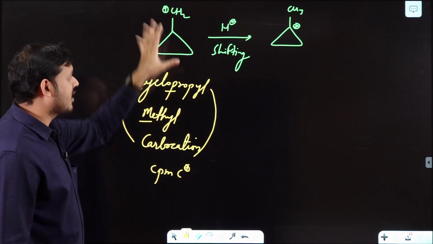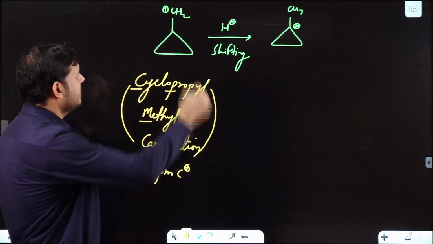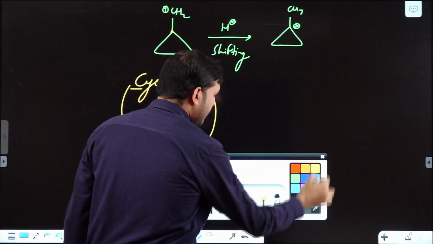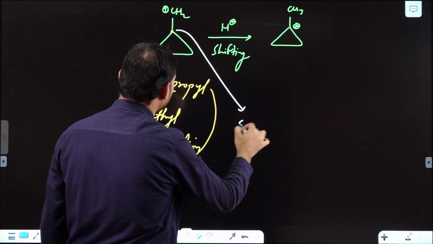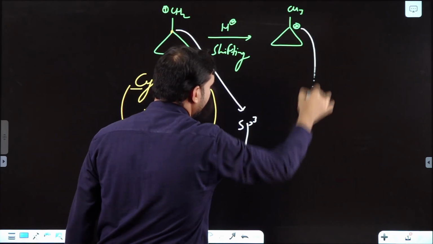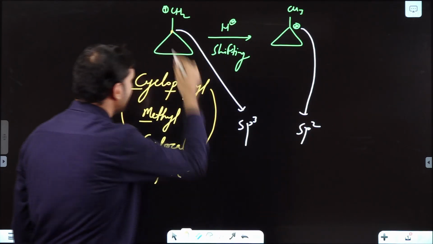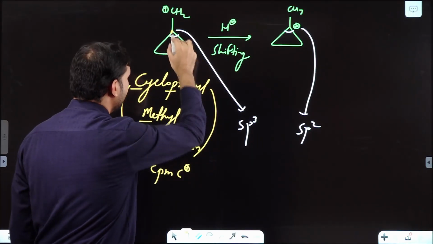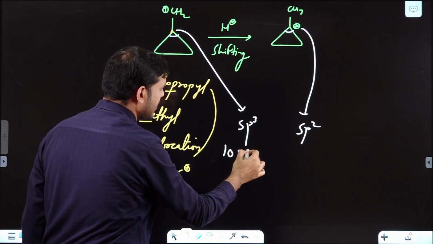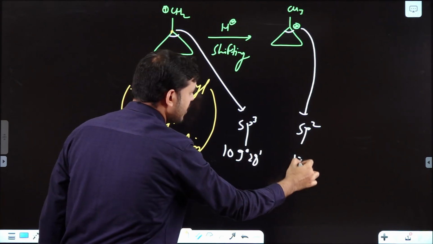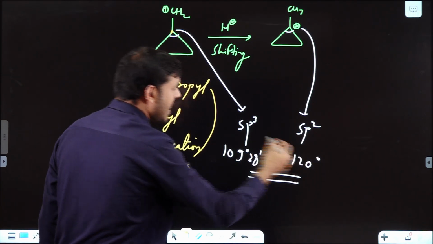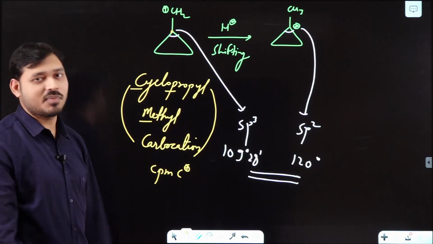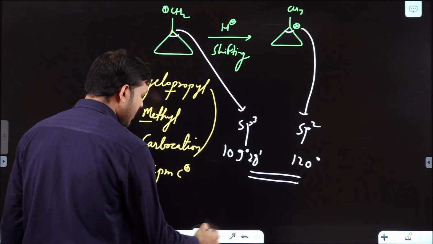Okay, now in this cyclopropyl methyl carbocation, if you make hydride shifting here, what will happen? It will again convert from sp3 to sp2. The internal angle is 60 degree in both cases, but for sp3 it should be 109 degree 28 minute, and for sp2 it should be 120 degree. So you can see angle strain is increasing in this hydride shift as well. Clear to you? So this is not possible again. Okay, now let me give you one more example.